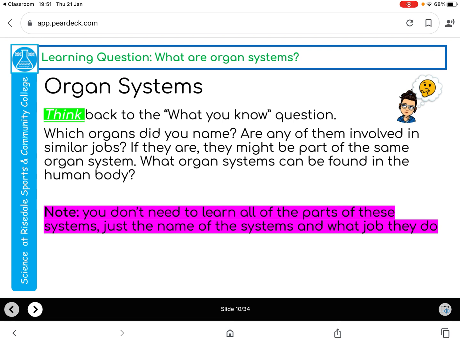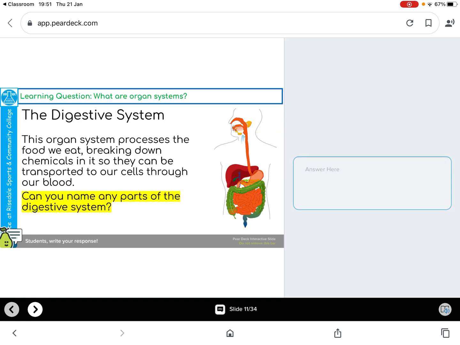Okay, and then Mr. White posed this question. I know it's my face on the slide. Mr. White has been planning your Year 7 lessons for this week, and he asked you to think back to what did you know? Which organs did you name? Could you group any of them together, relating them to their jobs? Are there any that you thought might be the same organ system? Did you know the names of any organ systems? So it's just something for you to think about before we began.